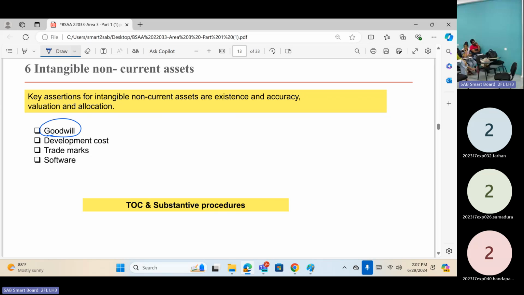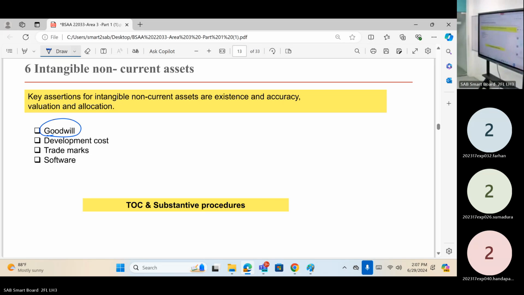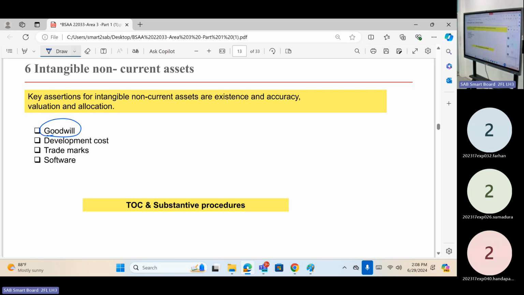Can you recognize goodwill in the books? Goodwill books are recognized. Can you recognize the goodwill? Cannot.